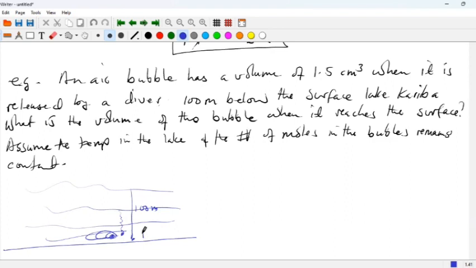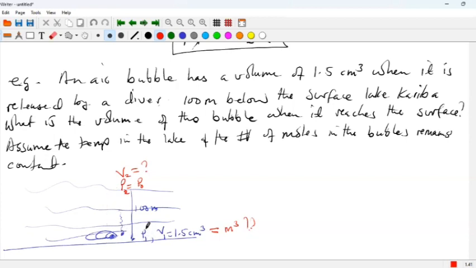We need to determine the pressure 1 here, and we have been given that volume 1 is equal to 1.5 centimeter cubed. The first important thing is that we must change this to meter cubed, and I leave it to you. What is it in meter cubed? At the top here, we know the pressure is simply the atmospheric pressure. The question is, what is the volume 2? Pressure 2 is atmospheric pressure.